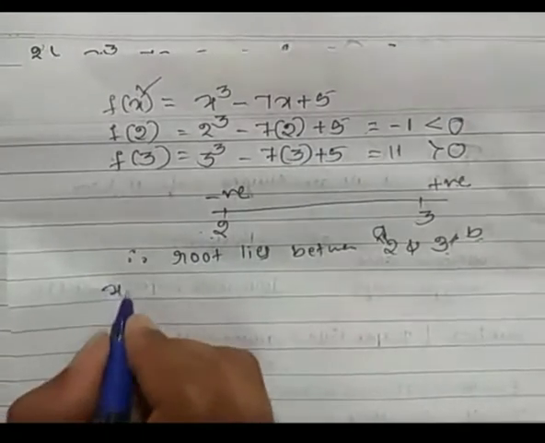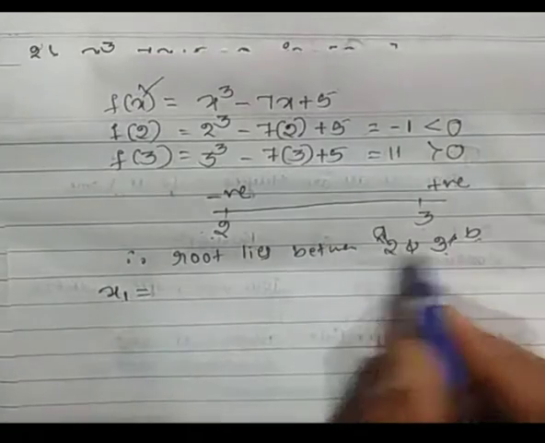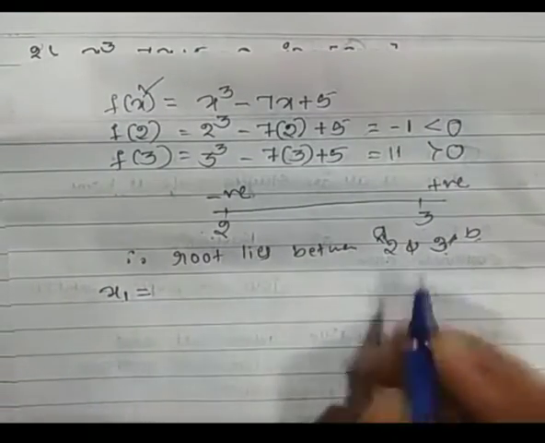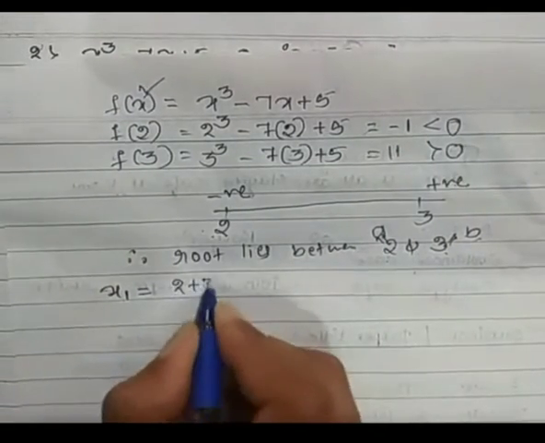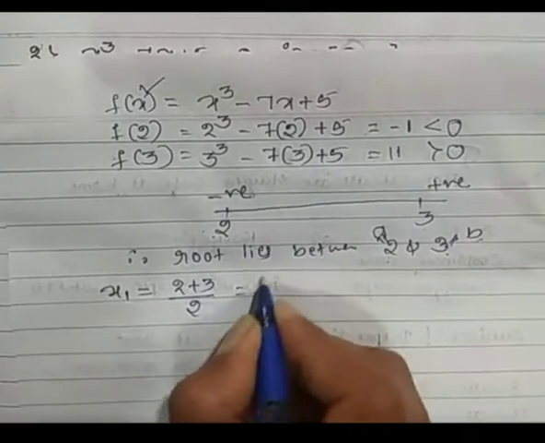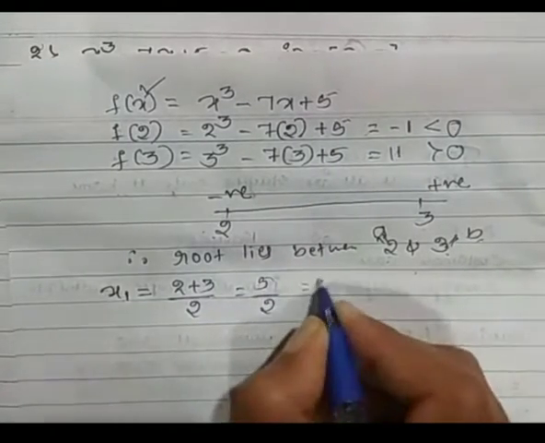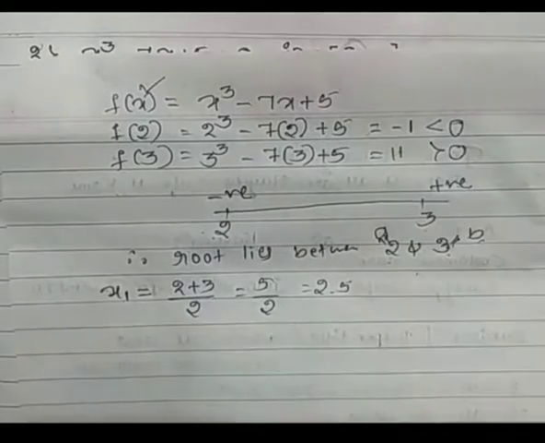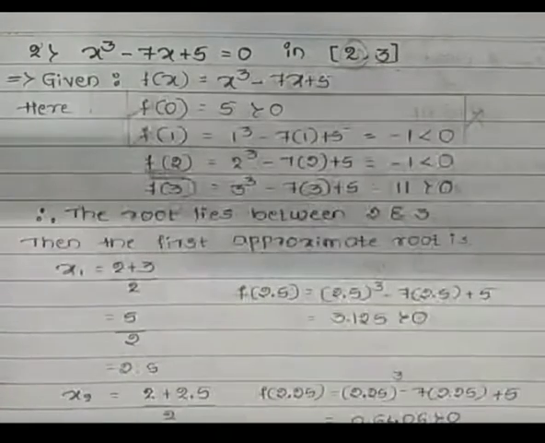Therefore, the first approximation x1 is addition of these two, then divide by 2. That is 2 plus 3 divided by 2. That is 5 divided by 2, 2.5. And so on it continues. So let us observe it.